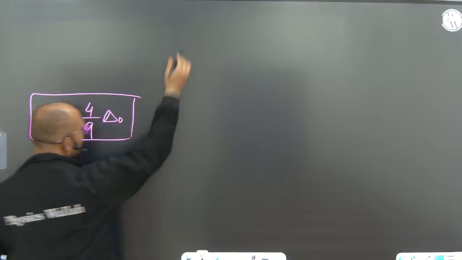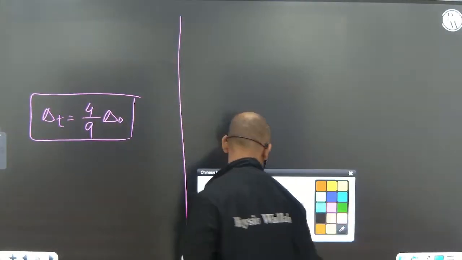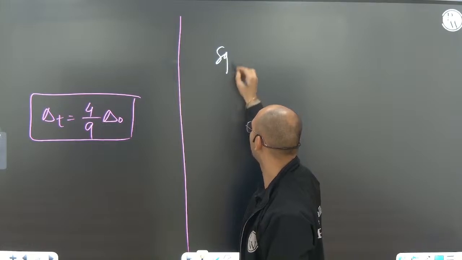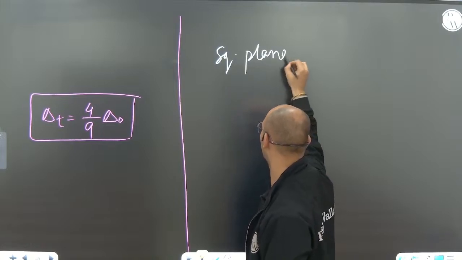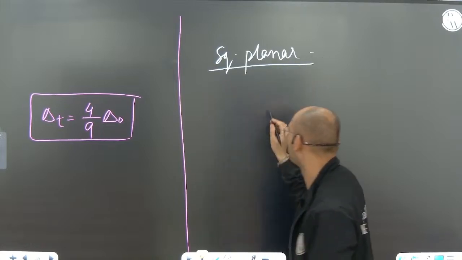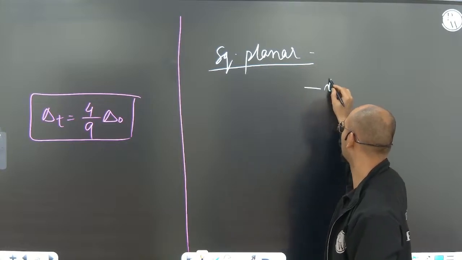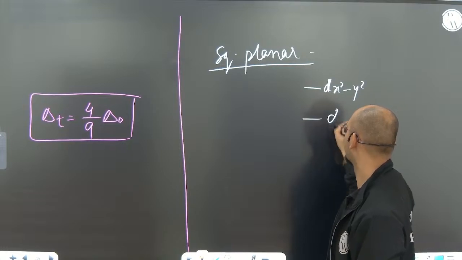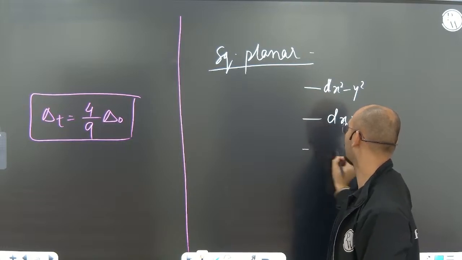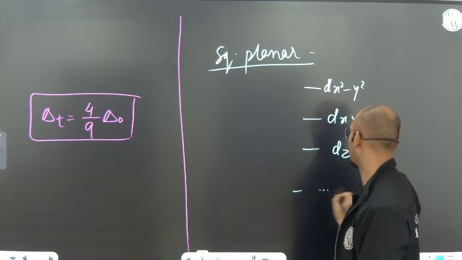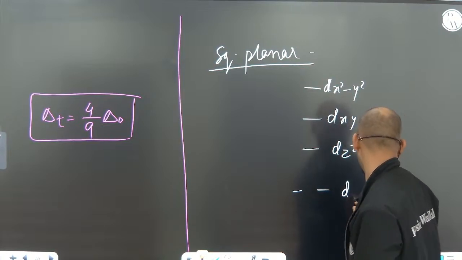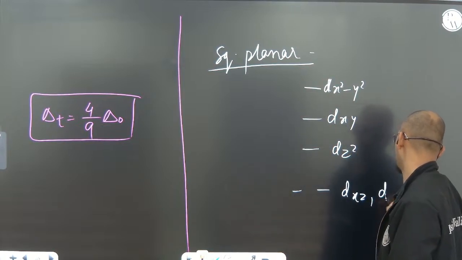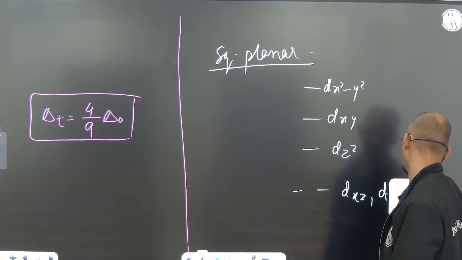देखो यार, स्प्लिटिंग तो यार स्क्वायर प्लेनर में भी होता है, पर स्क्वायर प्लेनर स्प्लिटिंग is not there in your syllabus, but still if it is somewhere, let's say it is asked, तो आंसर जान लो, कोई दिक्कत नहीं है. स्प्लिटिंग कुछ ऐसे होता है कि d x² − y², नीचे आएगा d xy, उसके नीचे आएगा d z², सबसे नीचे आएगा d xz और d yz.